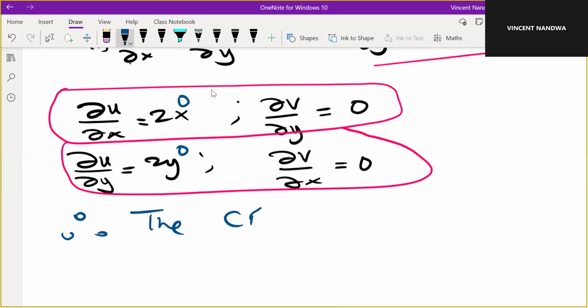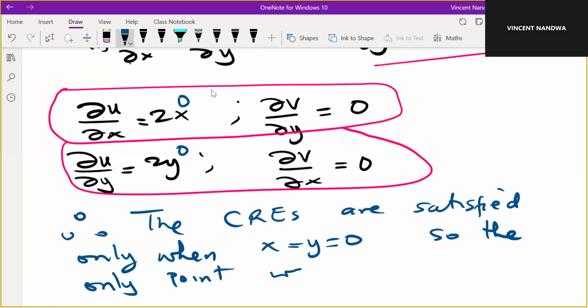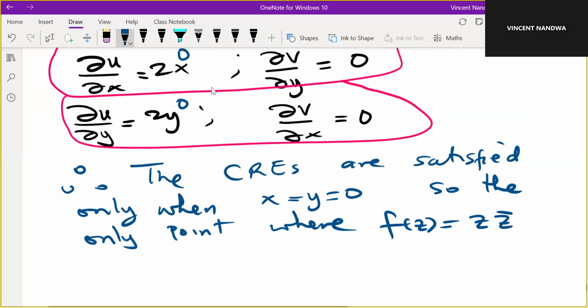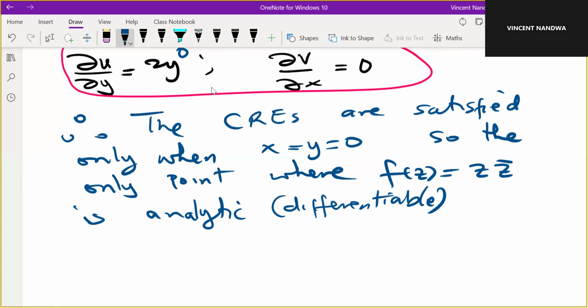So therefore, the CREs are satisfied only when x equals y equals 0. So the point, or the only point where f of z equals z times z conjugate is analytic, is the point 0, 0.